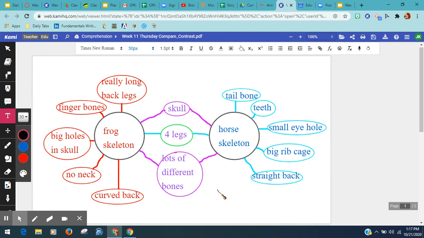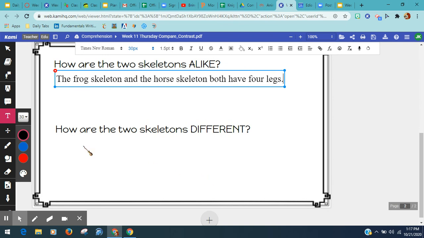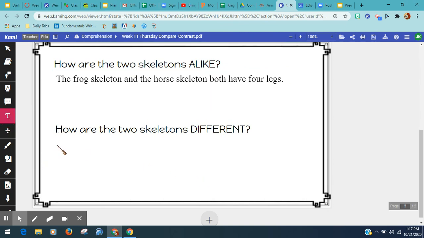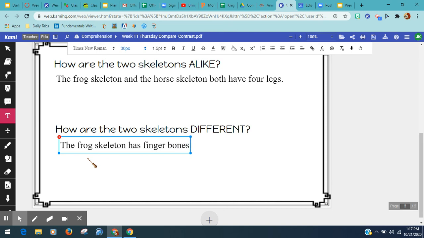So I'm going to start with a frog idea. The frog skeleton has finger bones. So I'm going to go ahead and start my text box. And I think I'm in black. Yeah, there we go. The frog skeleton has finger bones. And now I'm going to say, comma, but, and now it's time for my sentence about the horse.